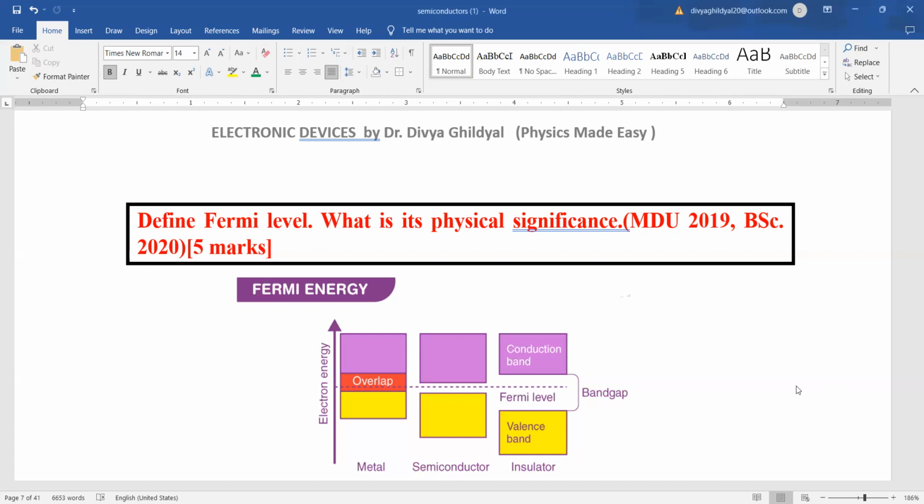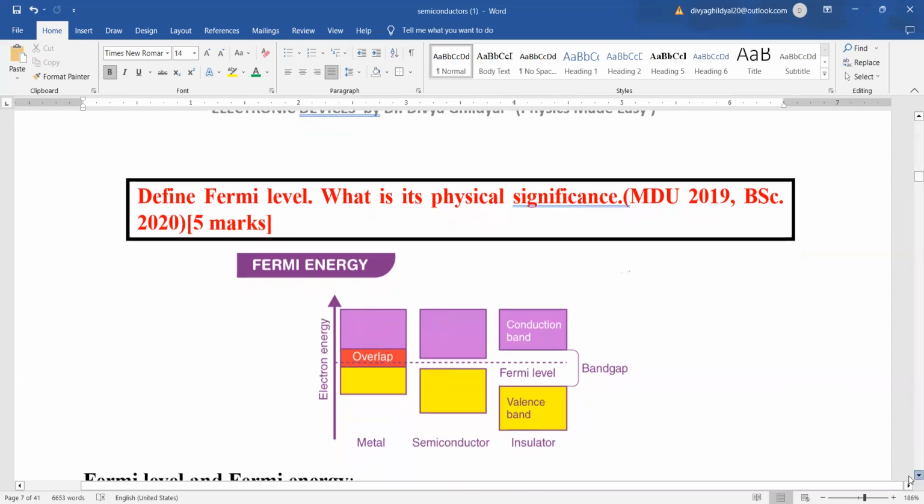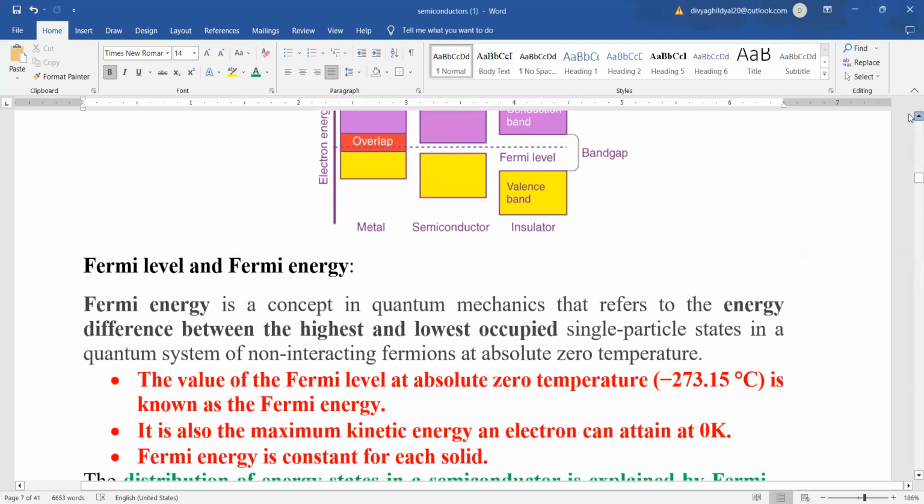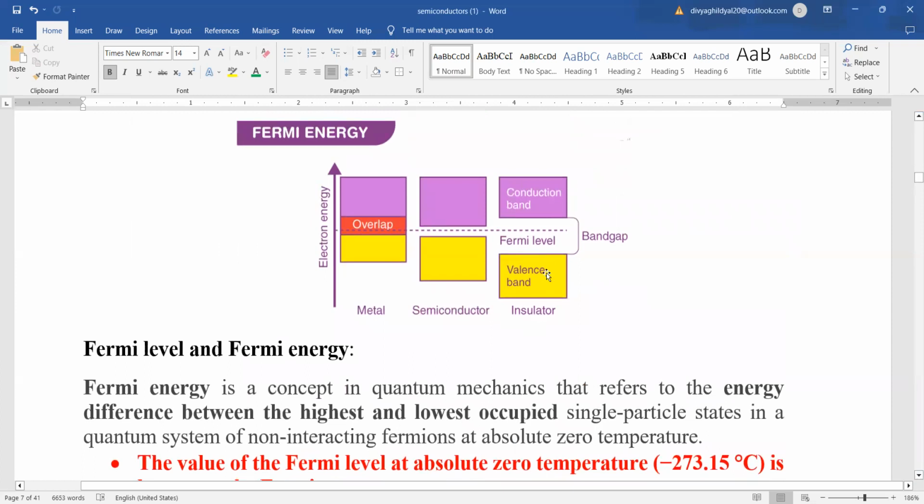Okay. A very important question: define Fermi level, what is its physical significance, and you get a numerical on the formula for Fermi level. Now, as we are aware, insulators have a large band gap between the conduction and valence band, and in semiconductors the band gap lies midway, around 0.68 electron volt. In metals, the bands are literally overlapping.